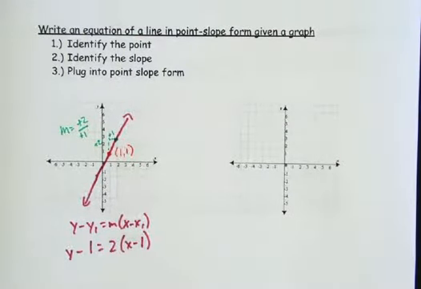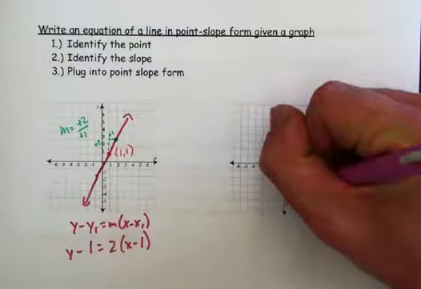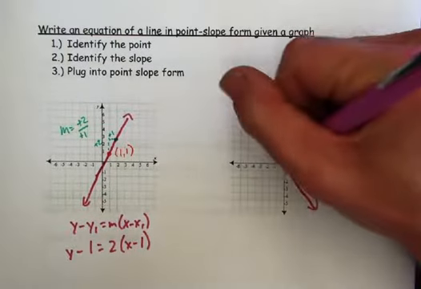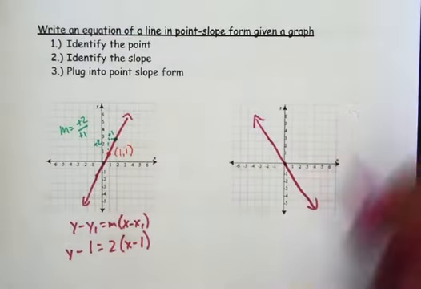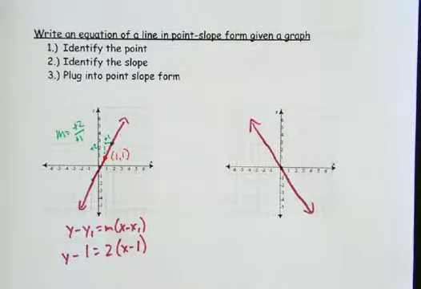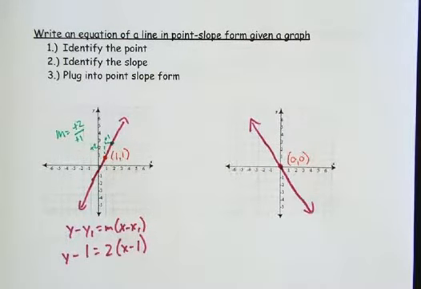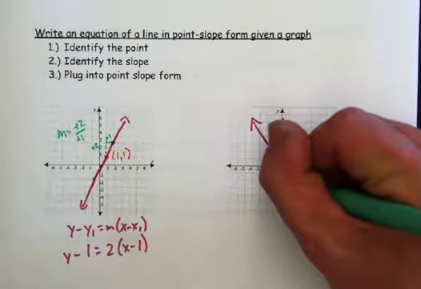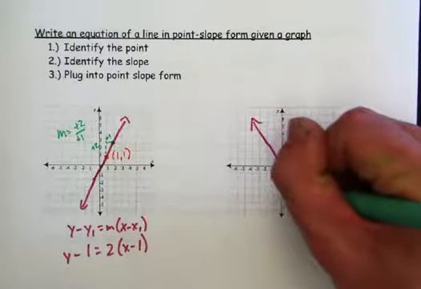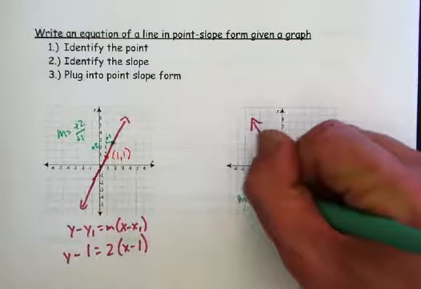The same thing could work over here. We have a line that goes like so. We can start by finding a point. This is easy because it goes through 0, 0. Then figure out what the slope is. Well, this is going to go down 3 for every 2 it goes over. So negative 3, positive 2, m equals negative 3 halves.